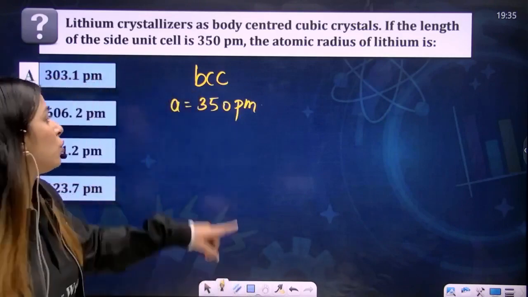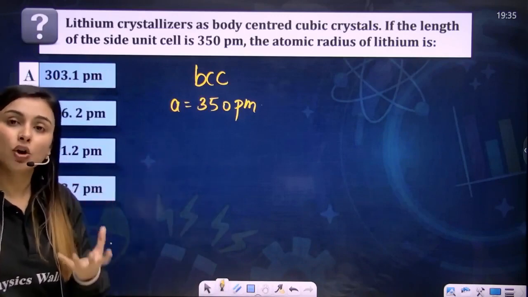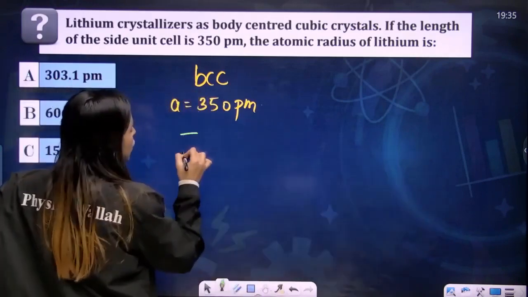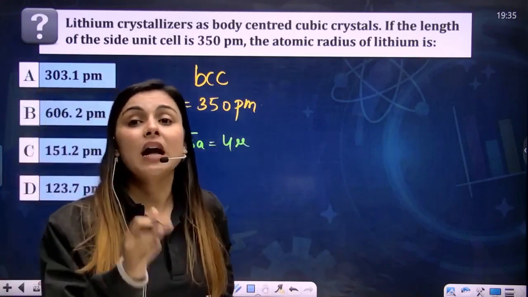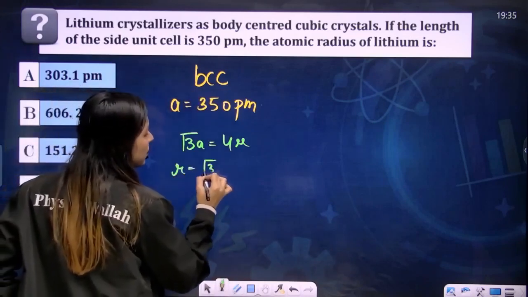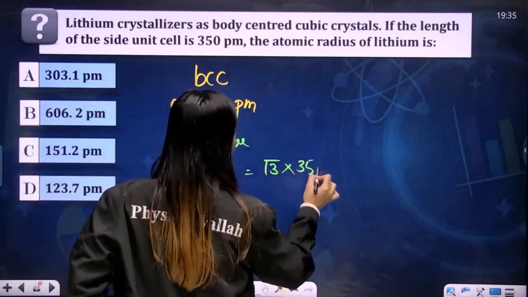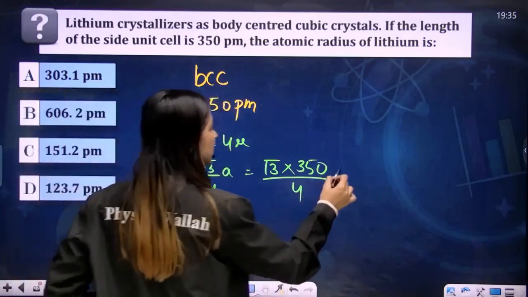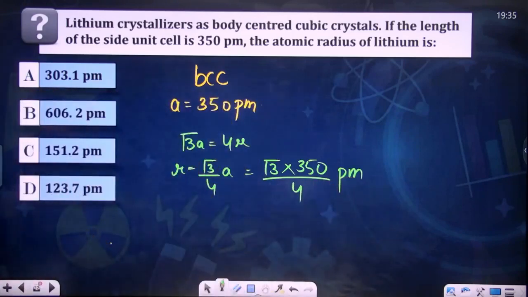Since it is a BCC structure, the atoms will come in contact along the body diagonal, so the relation would be root 3 a is equal to 4r. You have to remember this relation because questions are asked from these relations only. You have to calculate the radius. So r will be equal to root 3 by 4 a, which is root 3 into 350 upon 4. You only have to solve this part and you will get your answer in picometers. I hope you're clear with this.